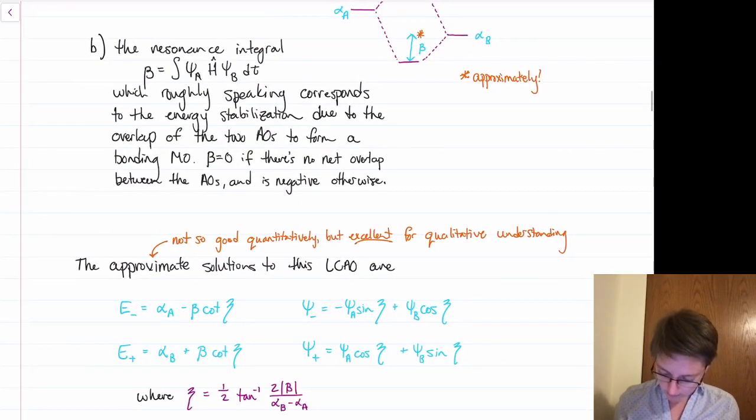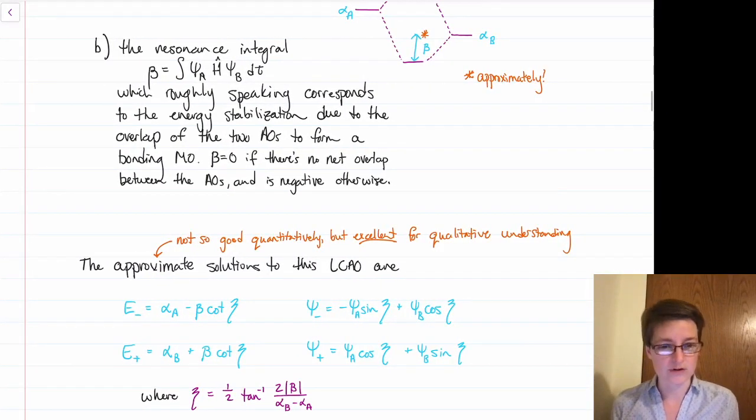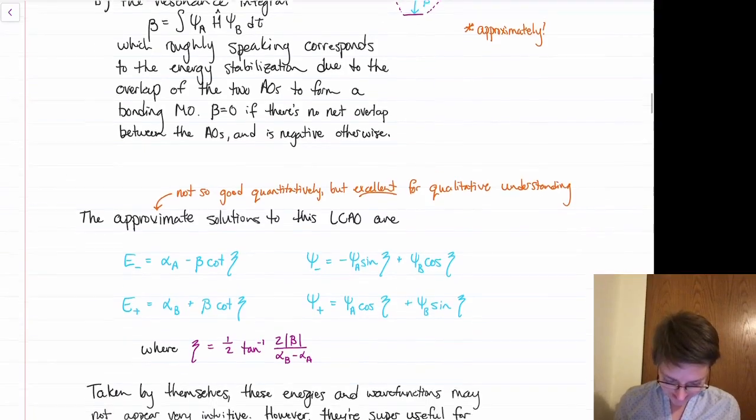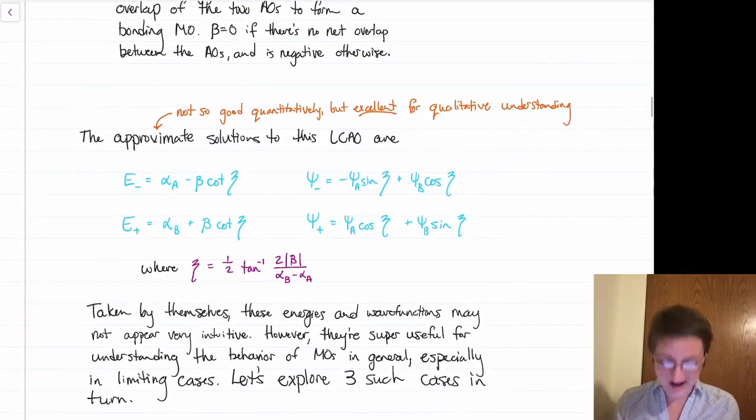Now, I won't walk us through the process today for solving for the coefficients according to the variational principle, but I will present the final results. The approximate solutions to this linear combination of atomic orbitals is that we have a set of anti-bonding orbitals, which are going to be given with the negative subscripts, and then we also have a set of positive orbitals given by these positive subscripts. And these solutions look somewhat complicated.